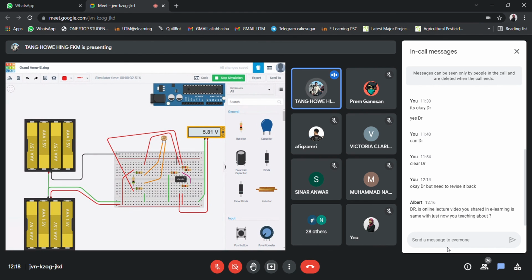In the e-learning, it is more theoretical. It talks about the theory, it talks about the formulas, and then how to do the calculation, that's all. How to do the design. But the practical side, like using the Tinkercad, is not in the video. Okay?